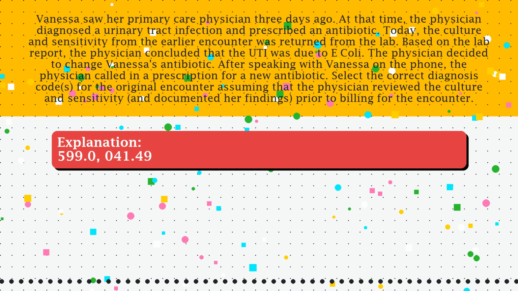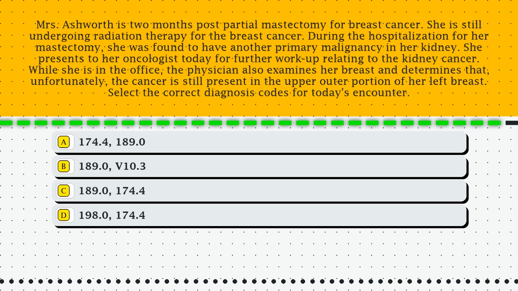599.0, 041.49. Question 174. Mrs. Ashworth is 2 months post partial mastectomy for breast cancer. She is still undergoing radiation therapy for the breast cancer. During the hospitalization for her mastectomy, she was found to have another primary malignancy in her kidney. She presents to her oncologist today for further workup relating to the kidney cancer.